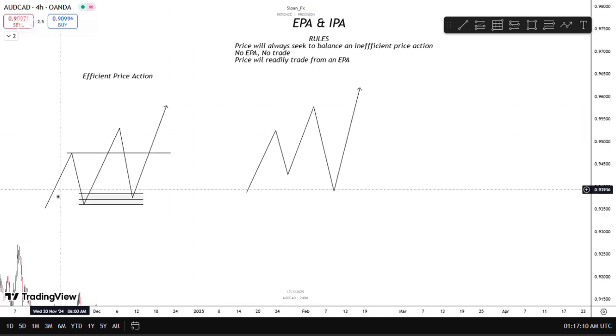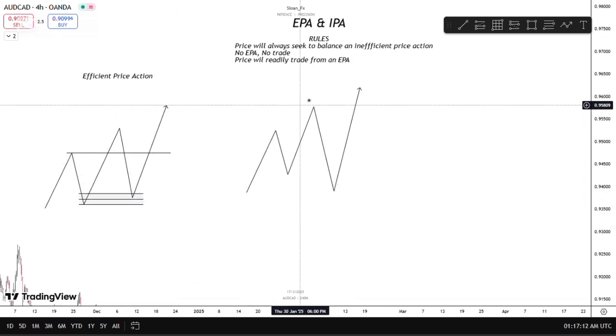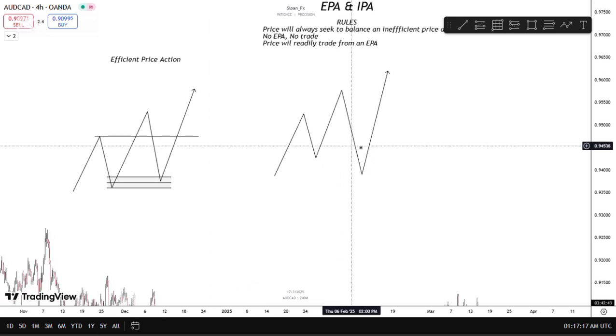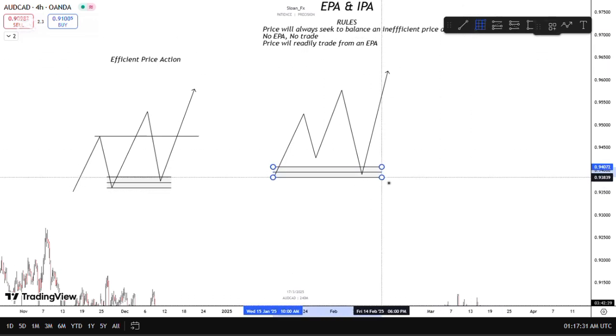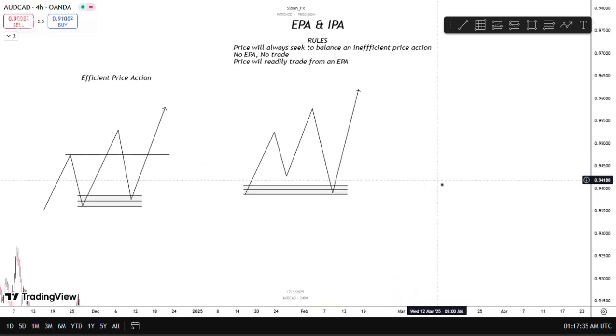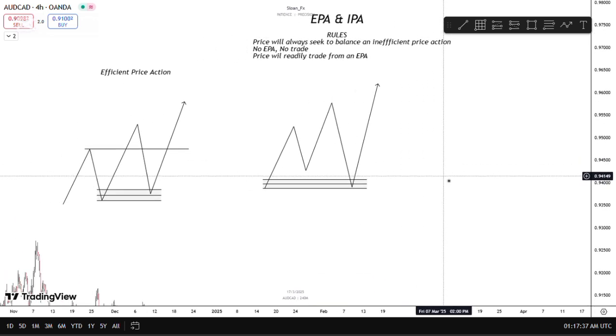If you look correctly at this chart now, you will see that the price is efficient. There are no imbalances, there are no massive or long candles that left favorable gaps or any form of inefficiency in the market, but the market came back to mitigate these blocks before proceeding off. Now we will be going into the EPA type 2.